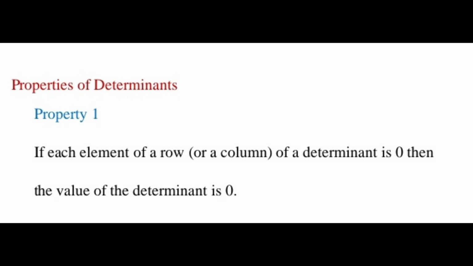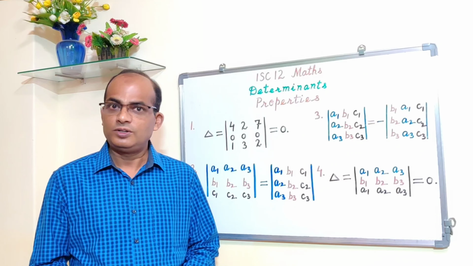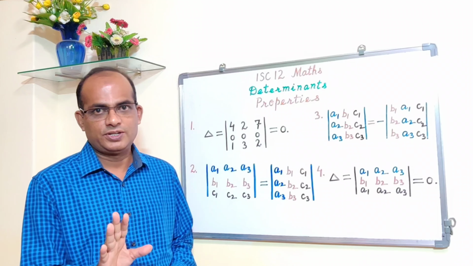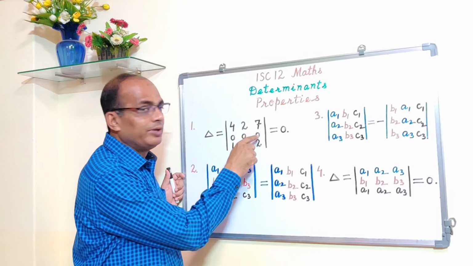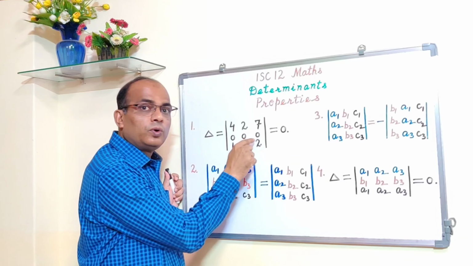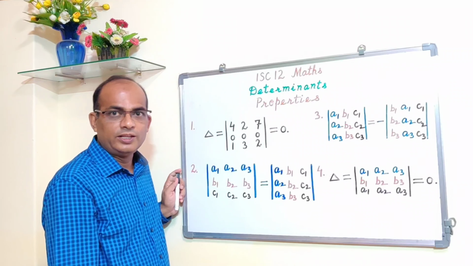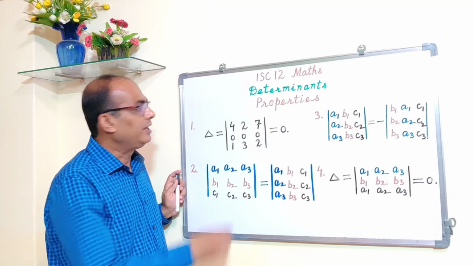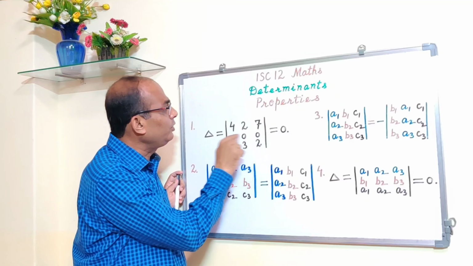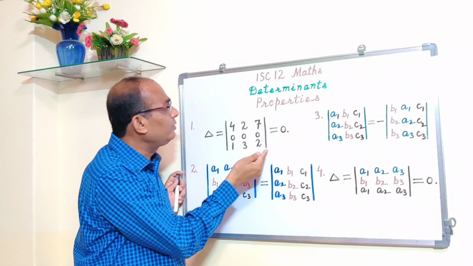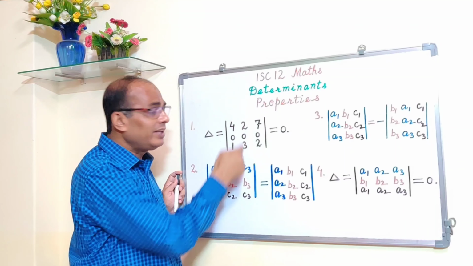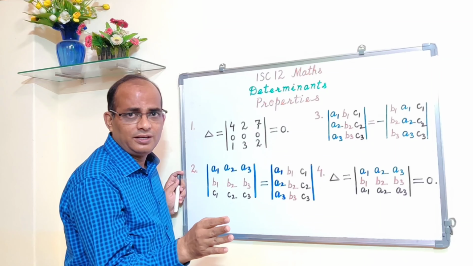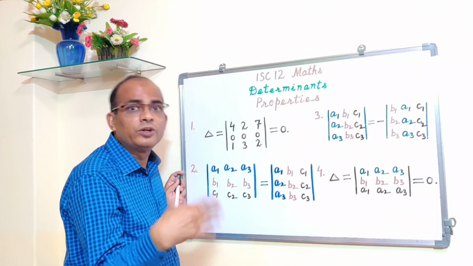if each element of a row or a column of a determinant is 0, then the value of the determinant is 0. If each element of a row or a column is 0, then the value of the determinant is 0. Here I have taken, here you can see the second row, each element is 0. It could be third row, it could be first row, it could be first column, it could be second column, anything. Alright? Each element of a row or a column.